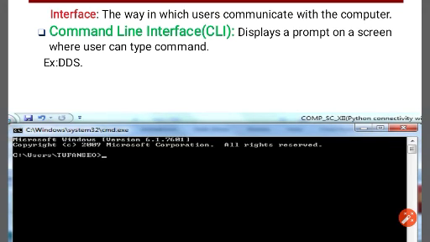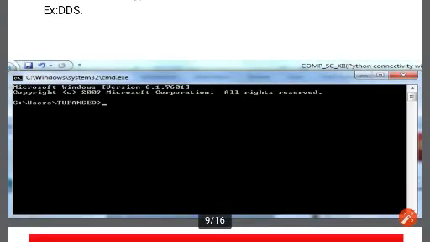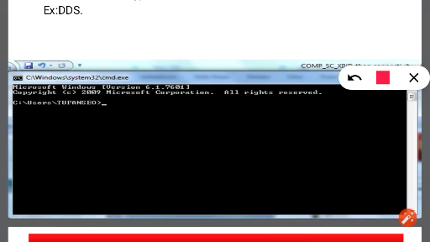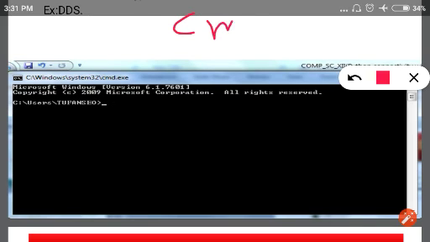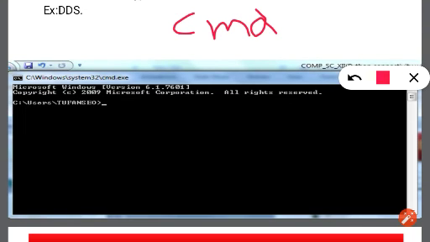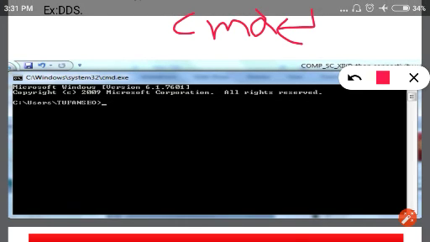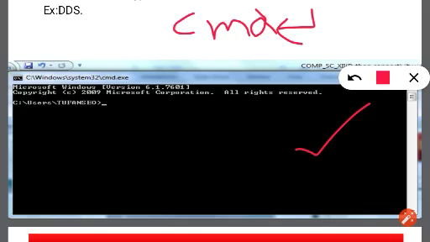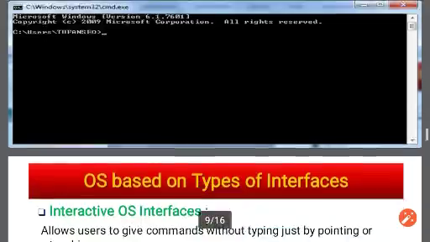For example, DOS or command DOS, Windows DOS. Now you can see this black screen. This is the command prompt. In our previous slides, I told you that if you want to get the command prompt, you have to write CMD in your run option. So I'm again telling you, you just have to write CMD. The moment you write CMD and press enter, you will get this black screen. Hope this is clear to you all.